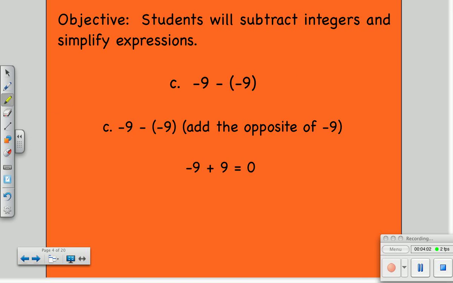And see, negative 9 minus negative 9. Okay? Some of you might have already said, oh yeah, that's 0. And you're right, it is 0. I would just like to see it as an addition problem. So make sure you're writing negative 9 stays the same. Change the subtraction to addition. Change negative 9 to positive 9. And negative 9 and positive 9 is 0. Okay?